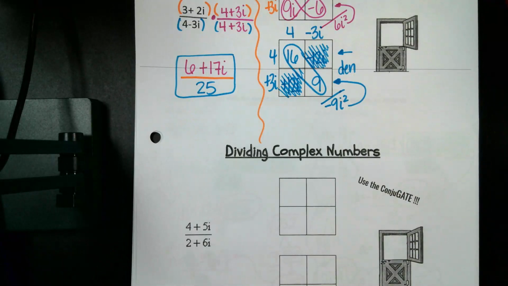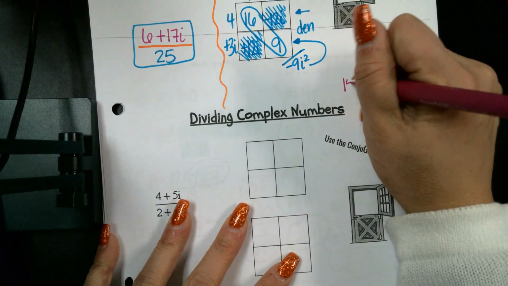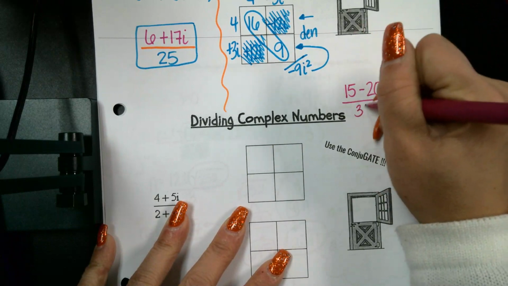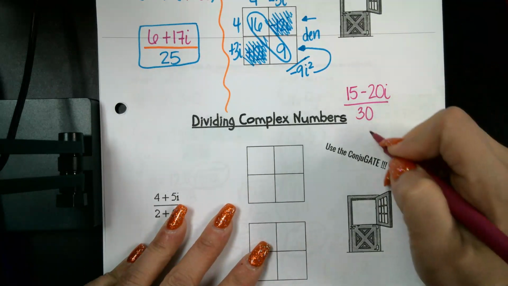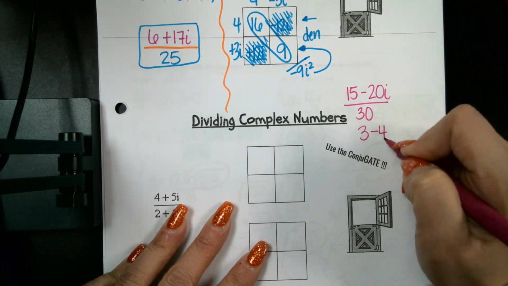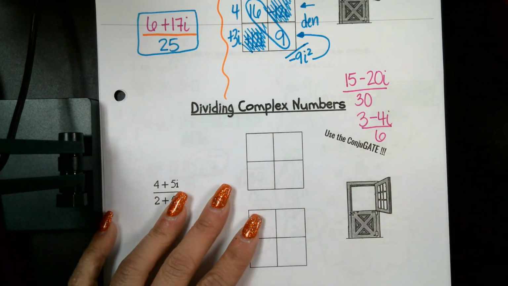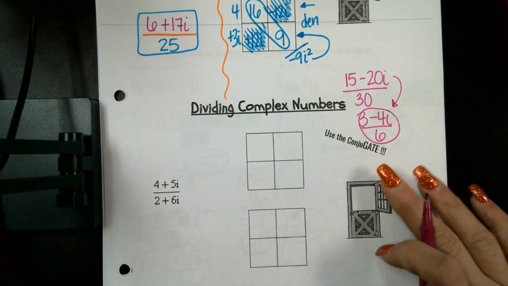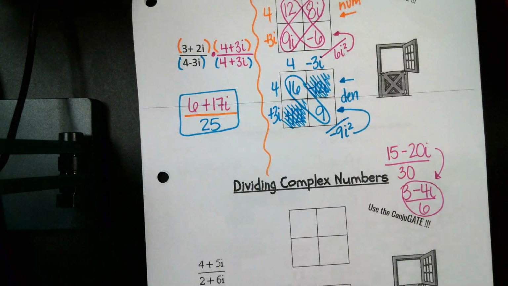But just for instance, if you guys had, I'm just making this up, an answer that was like 15 minus 20i over 30, what are they all divisible by? 5. So I would write that as 3 minus 4i over 6. I would just divide everything by 5, and then this would be my final answer. Okay? So always reduce if you can. Some of them will, some of them won't. Clearly these 3 terms don't have anything in common. So I'm not going to do that bottom.